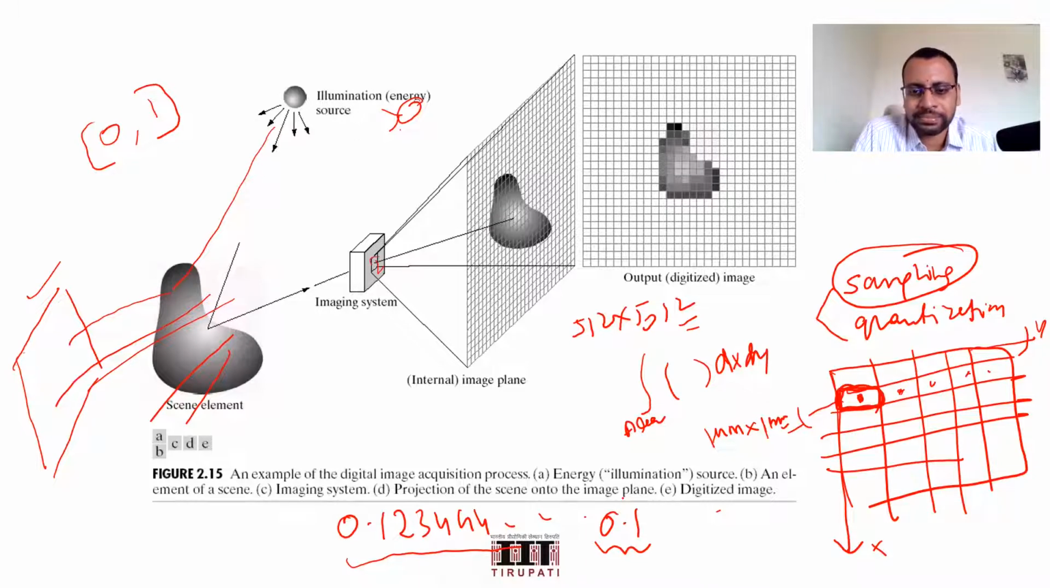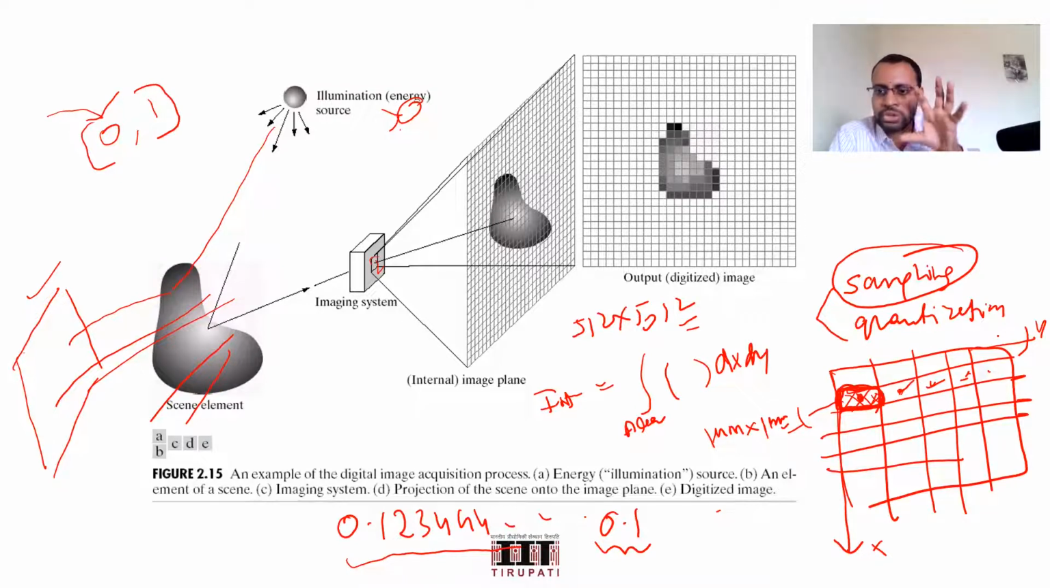Why is it coming? Sir, is 0.12344 the result of sampling? No. See, I'm taking the intensity over this whole area. This is some intensity I'm getting here. Let us consider the brightest intensity as 1, and the lowest as 0. And each of these cells can have anything in between.